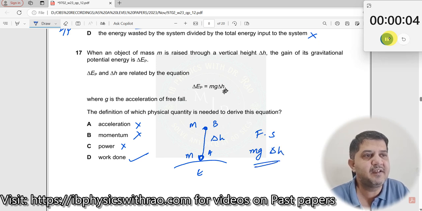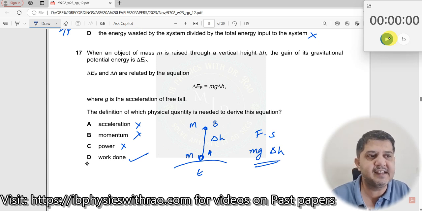See, we have arrived at this equation. So here we use work done to arrive at this equation. Thus, the last option D is the right answer.